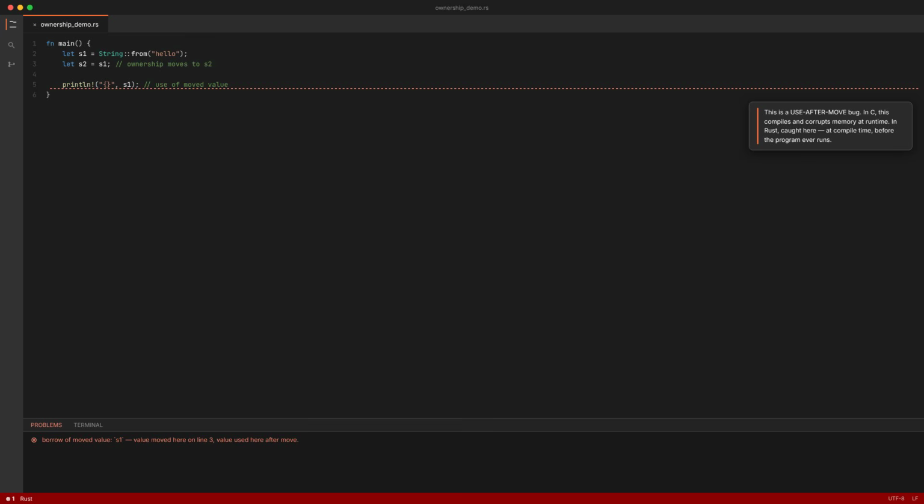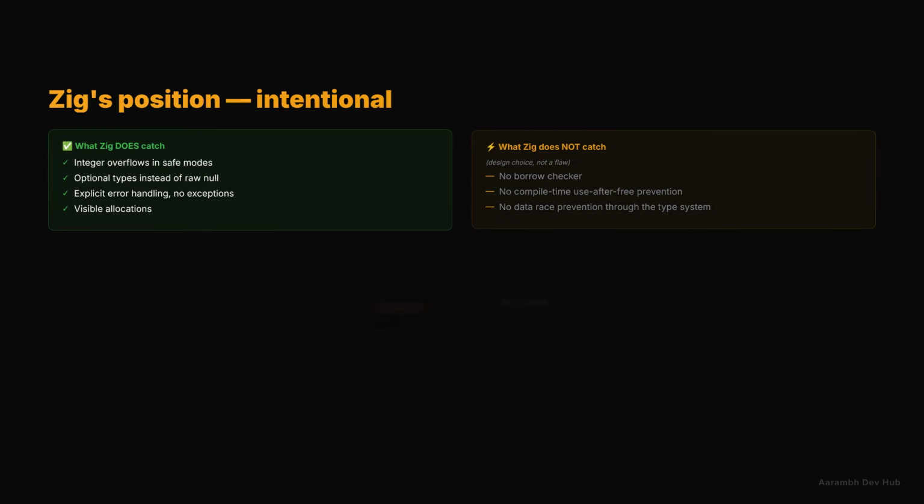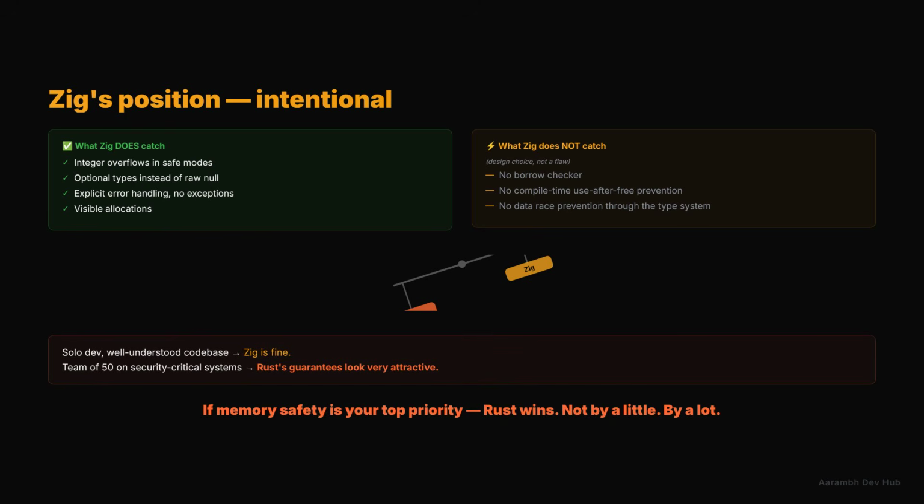If a bug category can be eliminated by the language, why would you keep writing code that allows it? Now, Zig's position on this is intentional and worth understanding. Zig does have safety improvements over C. It catches integer overflows in safe build modes. It uses optional types instead of raw null pointers. It has explicit error handling without exceptions.